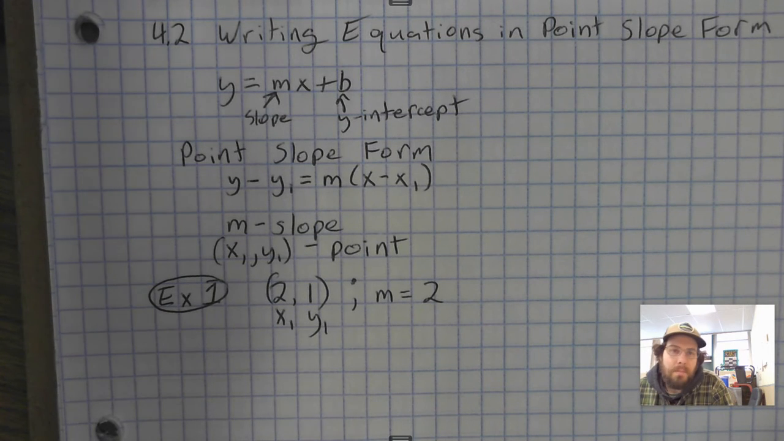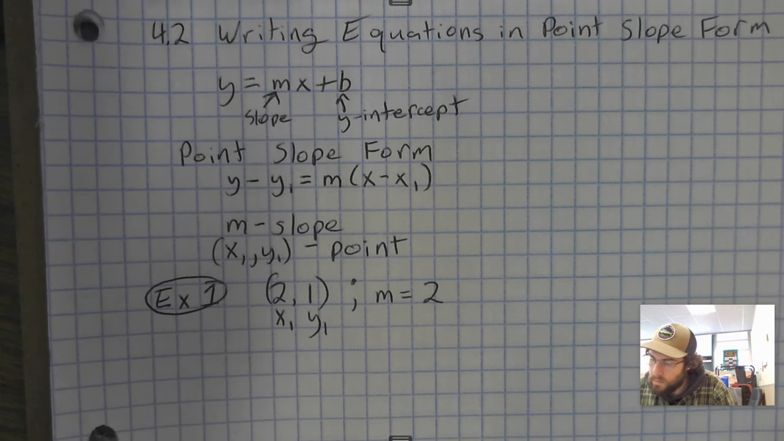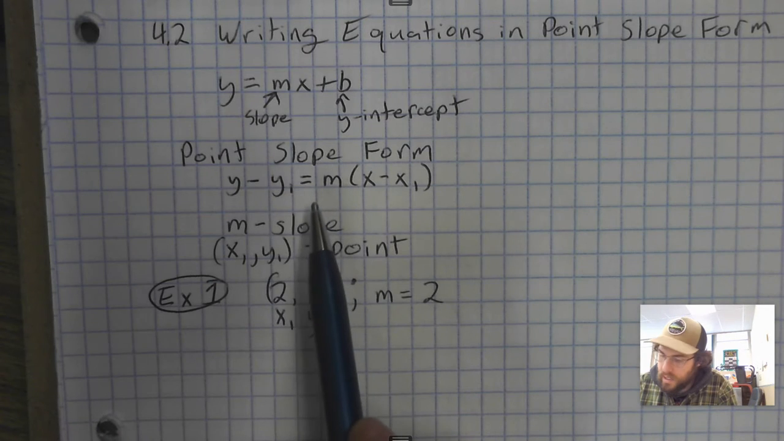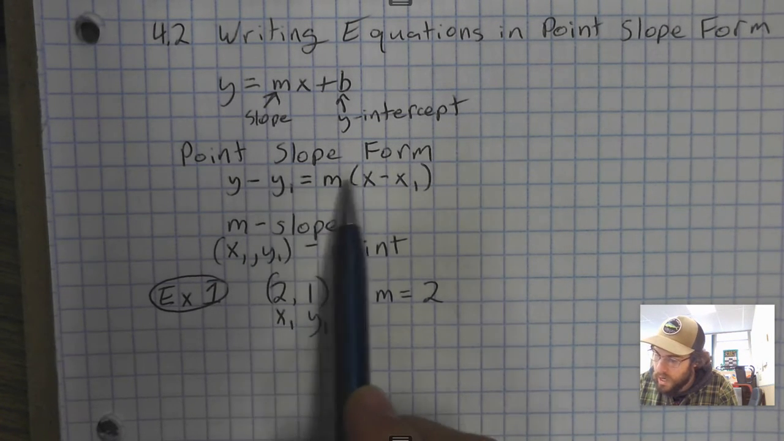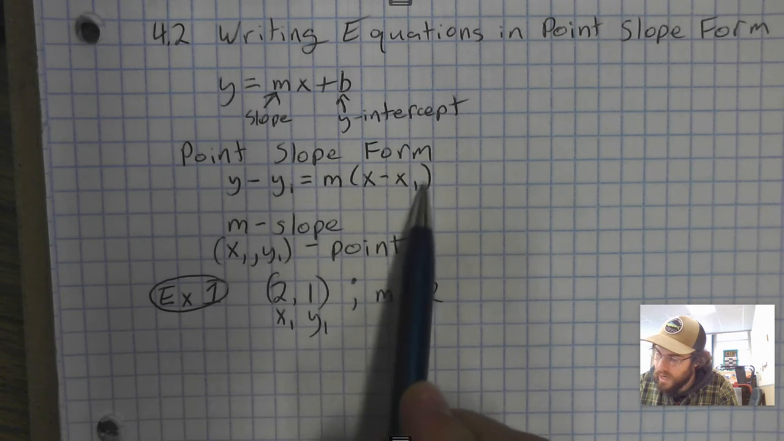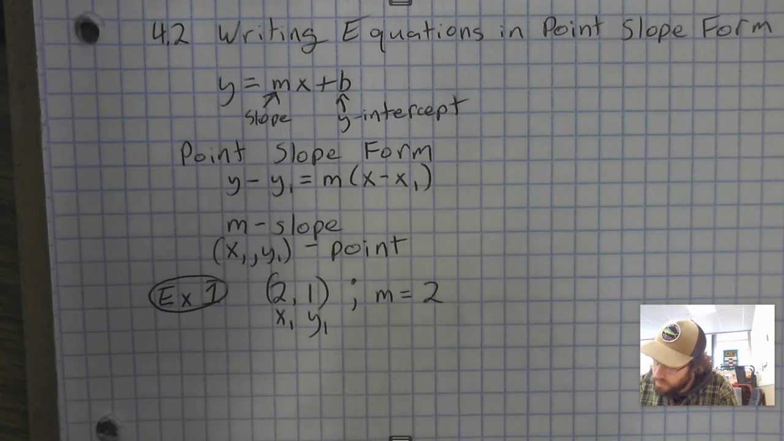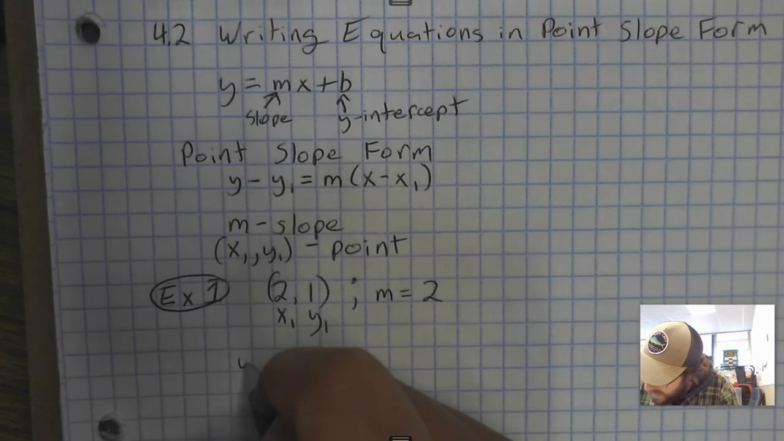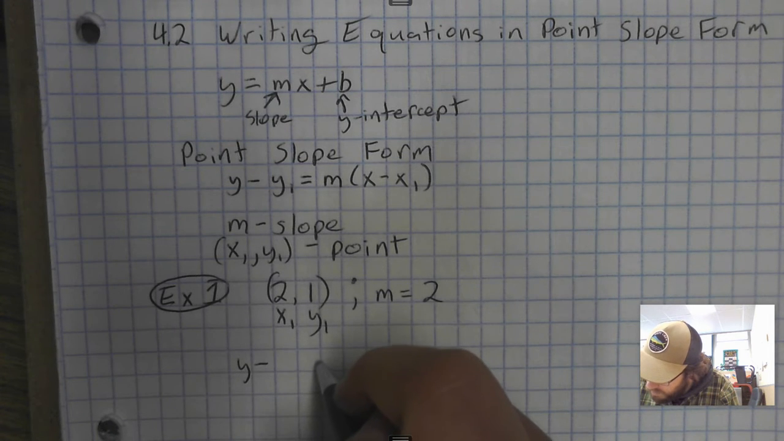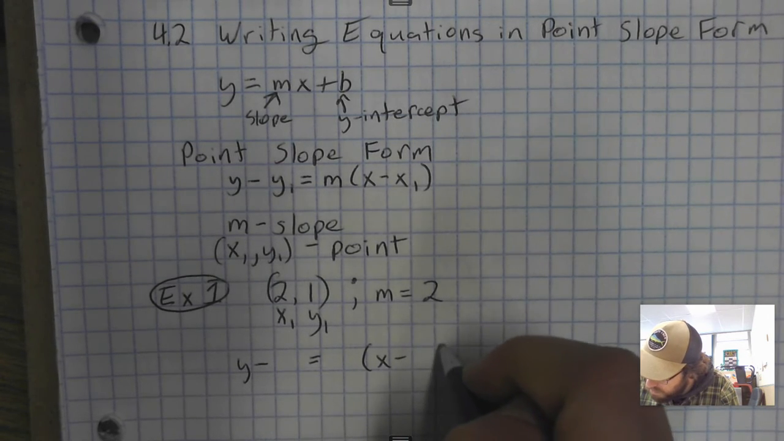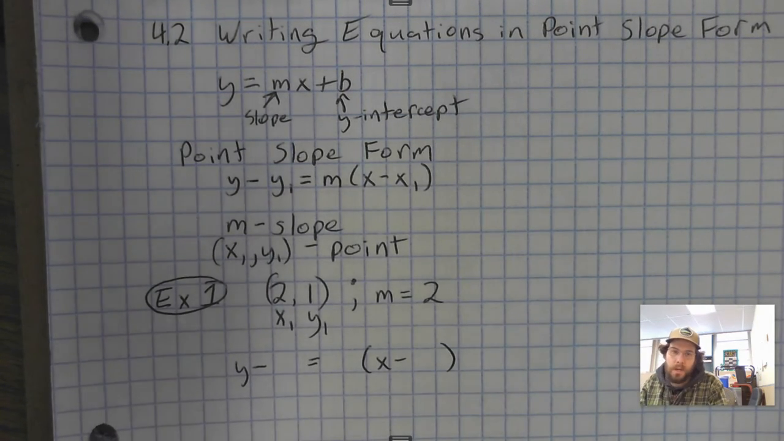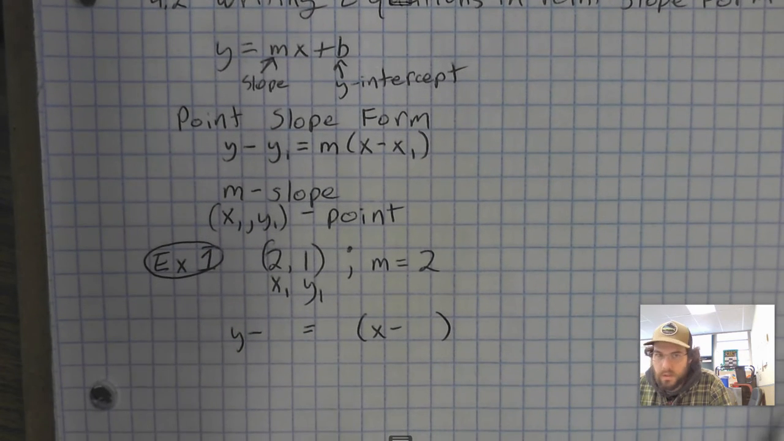From here, I'm going to write out my point slope form, but I'm not going to write the things that I'm going to substitute numbers for. So I'm not going to write y1, m, or x1, because those are the things that I need to put in. So it's going to be y minus blank equals blank, that's my m, x minus blank. So I've got a lot of blanks. Let's fill in these blanks with what they're supposed to be.